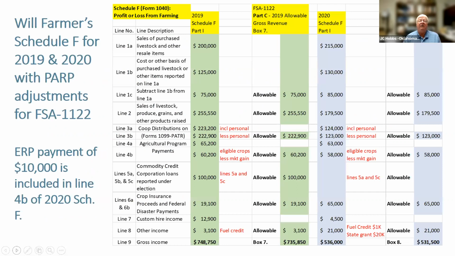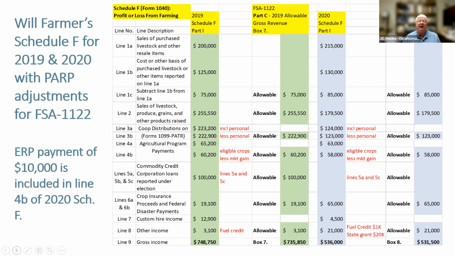Now here, what I've done is lay out the Schedule F for 2019 and the PARP application numbers on the left-hand side for 2019. Those are in the green. And then in the kind of goofy looking blue, the 2020 Schedule F numbers, and then the 2020 allowable gross revenue numbers for the PARP 1122 application. So let's go through those.